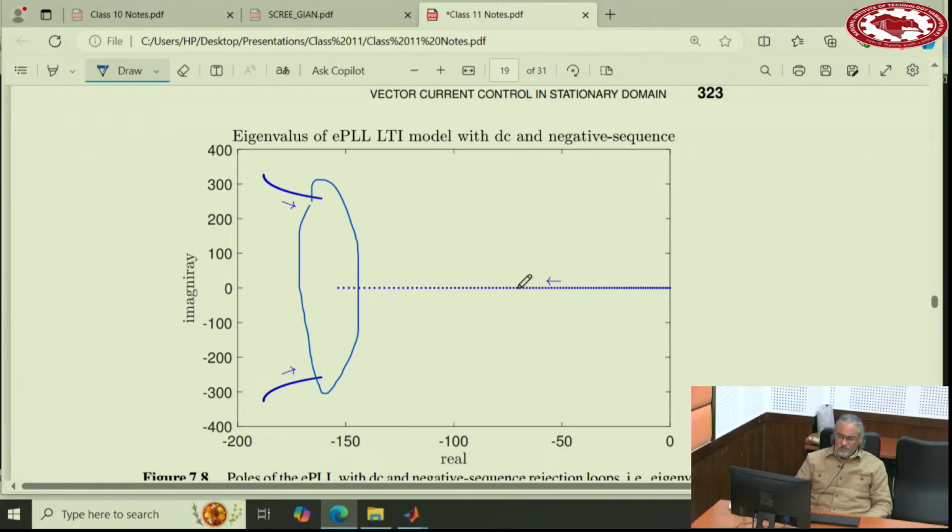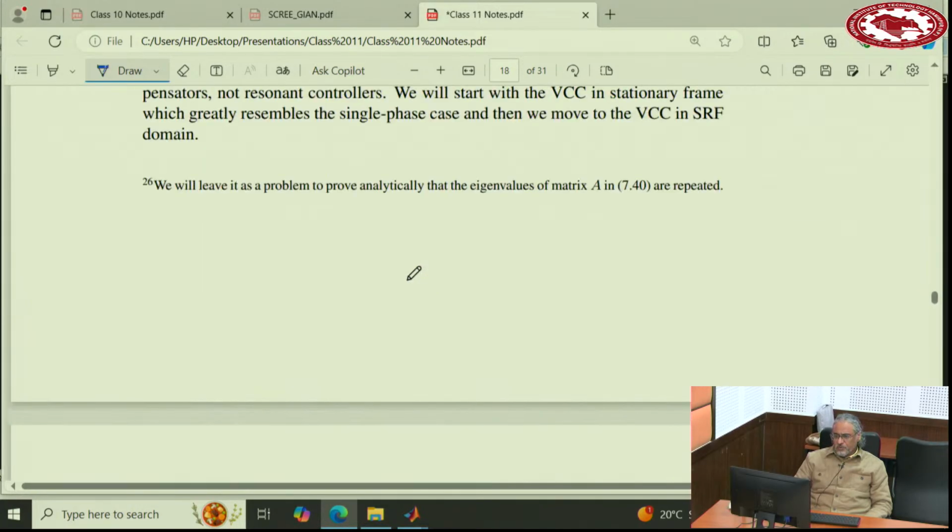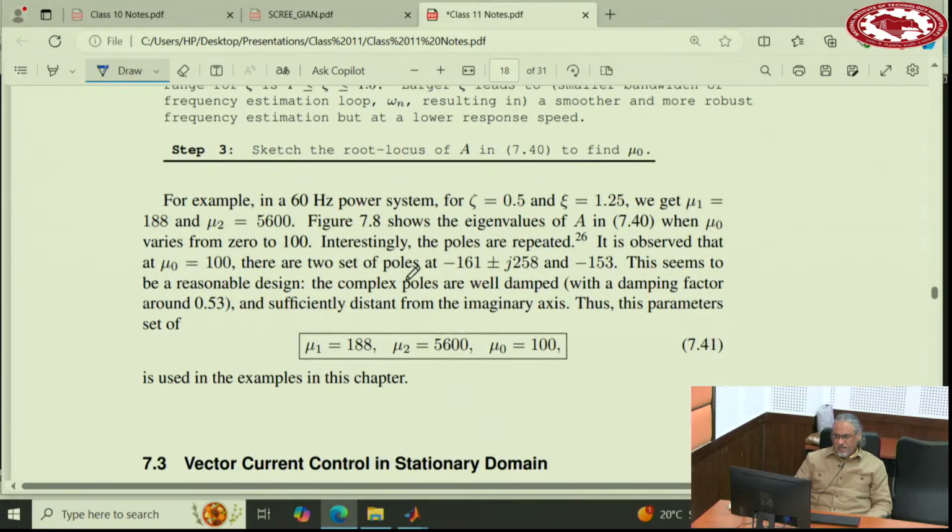If you stop before that, you have some slow responses. If you stop after that, you may have faster responses but more oscillations. So this seems to be a good trade-off, but I cannot prove it. So for instance, for the numbers that we just had, mu1 will be 188, mu2 will be 5,600, and mu0 will be 100.